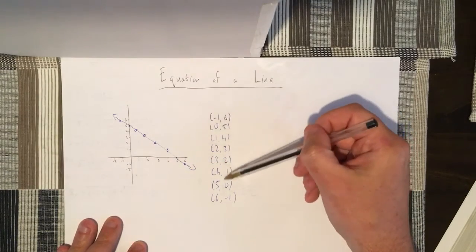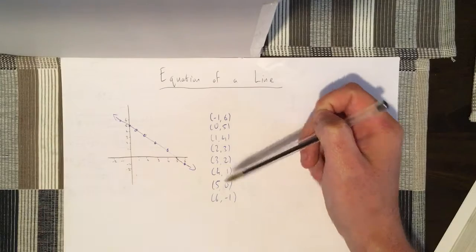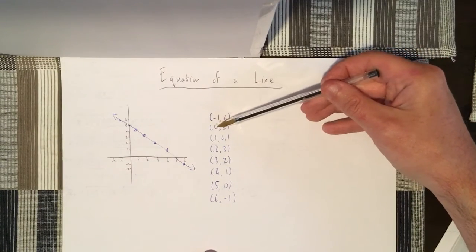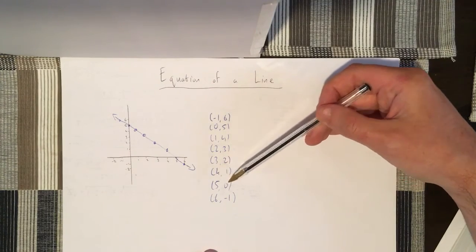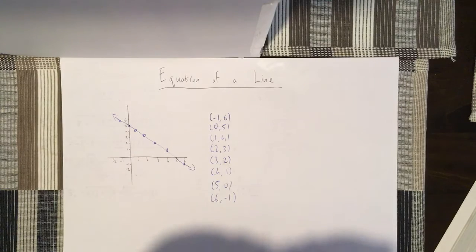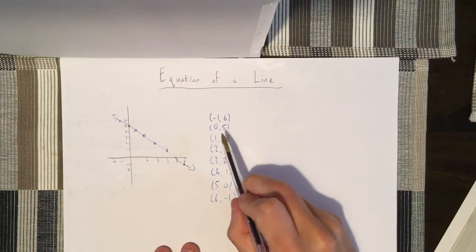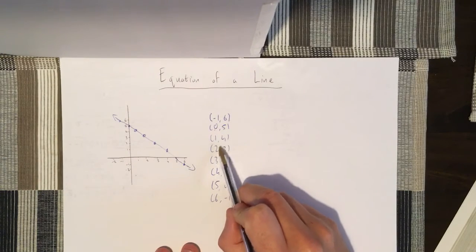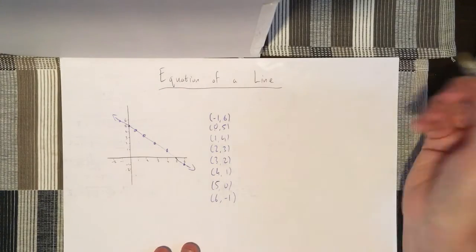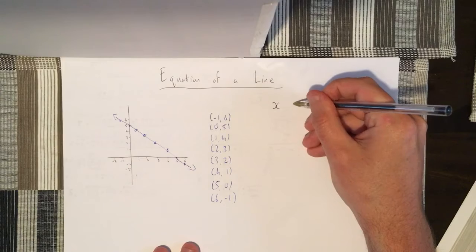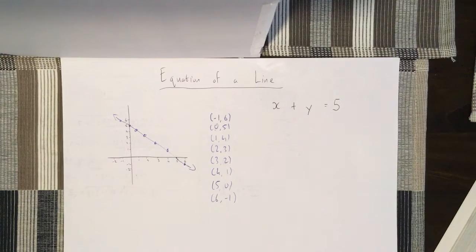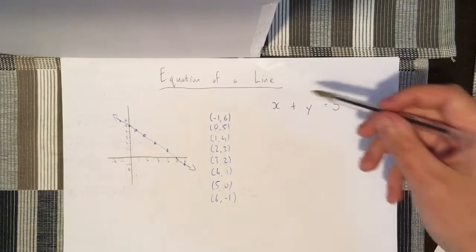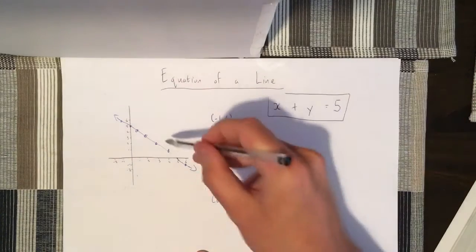And I've just written here all the points which are on that line, okay? And maybe starting on this one in particular, 0, 5, 1, 4, 2, 3, 3, 2, 4, 1, 5, 0. What do you notice about the points on that line? Okay, well, each point, if you were to add the x and the y value, it would equal 5. So x value plus y value would be equal to 5. Okay, x plus y equals 5 is the equation of that line.